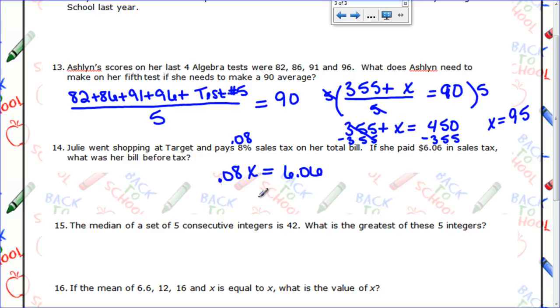I'm not adding the bill back to the tax because they only told me how much sales tax she paid. We don't know what her total bill was. So we don't need to worry about adding the rest of it to it. We just want to find out what X was before sales tax. So I'm going to divide both sides by 0.08. And when I do that, I get that her bill before tax was $75.75.